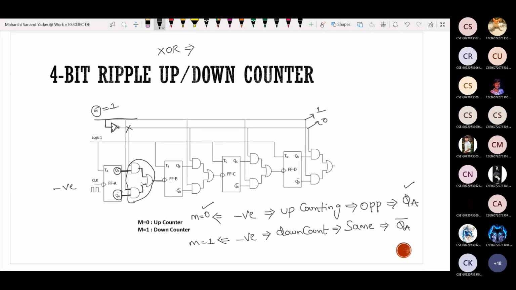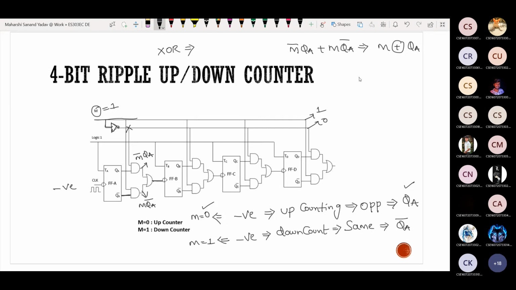If you observe, tell me the output logic expression for this. What is the output of this first AND gate? It is m bar QA. And this is m QA bar. What is this gate? XOR. So m bar QA plus m QA bar, which is nothing but m XOR QA. So if you don't want to use these many number of gates, simply apply one XOR gate.